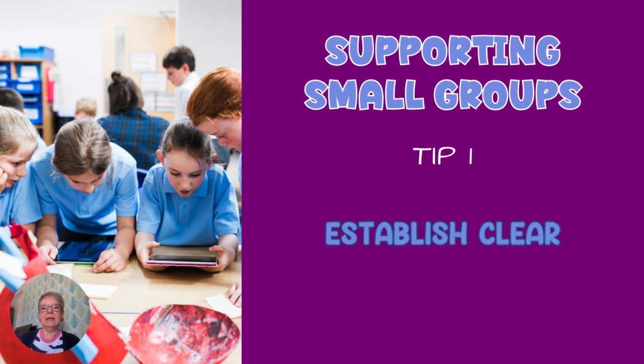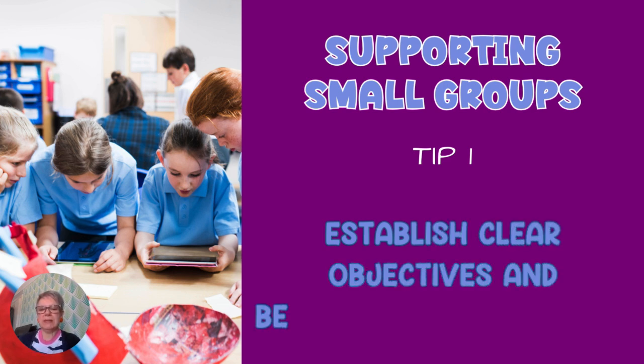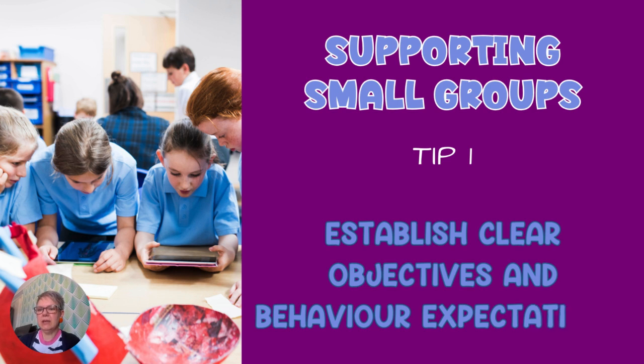Right, okay. Supporting small groups, tip 1, establish clear objectives and behaviour expectations. Here are 3 ways to do this. Explain the goal. Explain the activity's goal, ensuring students understand what they're working towards. Check understanding. Use quick questions to check that each child knows what they're supposed to do, adjusting the situation wherever you need to.